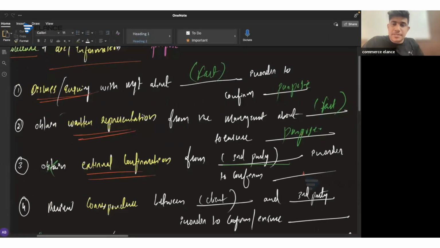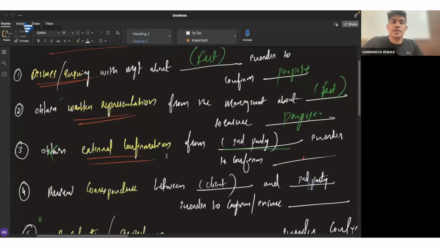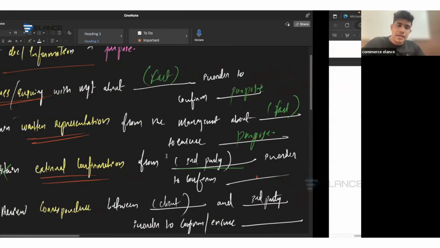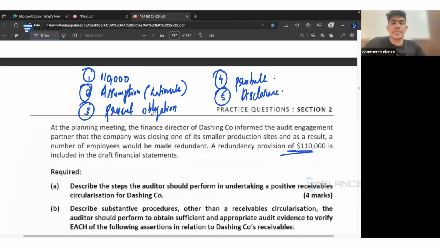Yes, sir. Same as that, you can always consider the possibility of obtaining a written representation from the management. When it comes to written representation, it is nothing but a written letter from the management. Instead of discussing something and obtaining oral evidence, it's always good to have written evidence. So we will obtain a written representation from the management about something to ensure something. Here, we need to know whether the company has a present obligation.